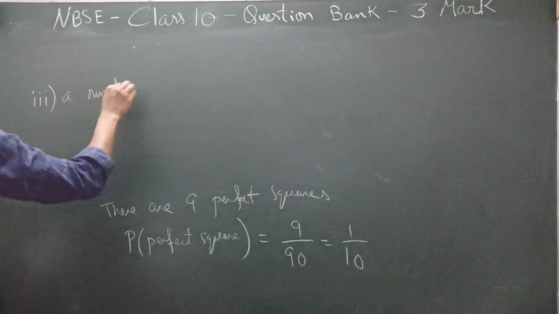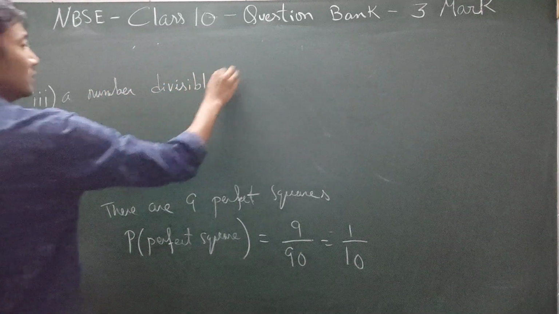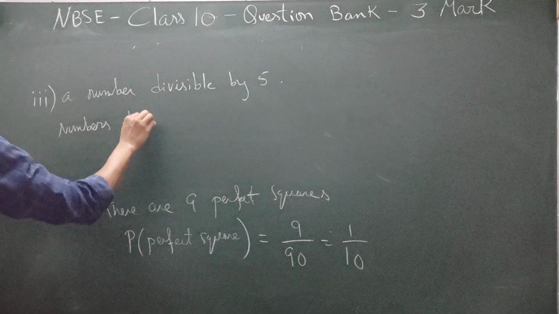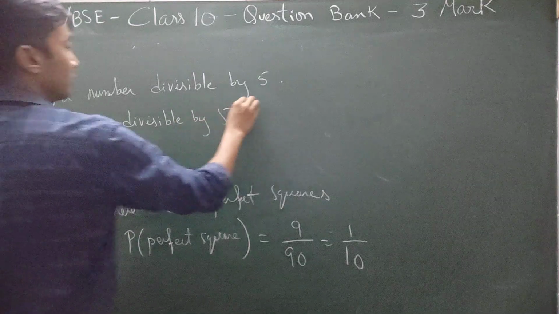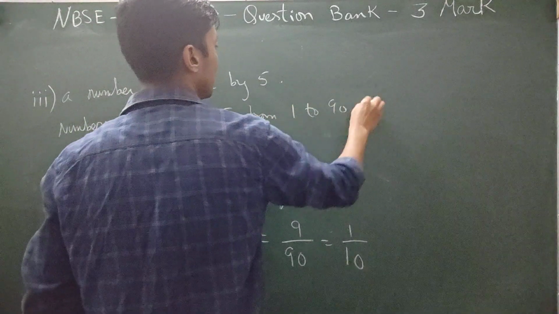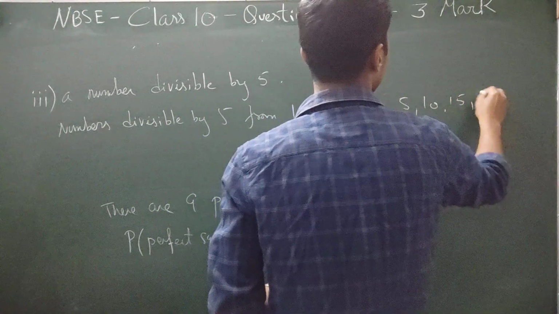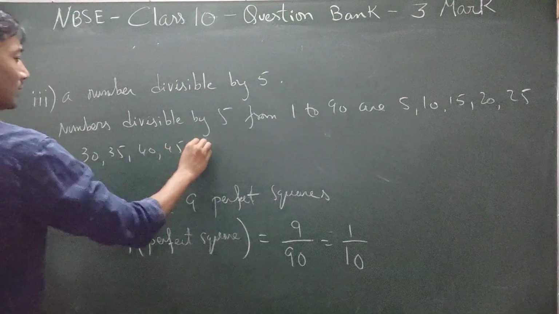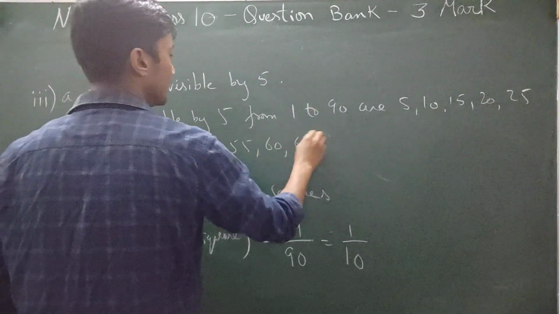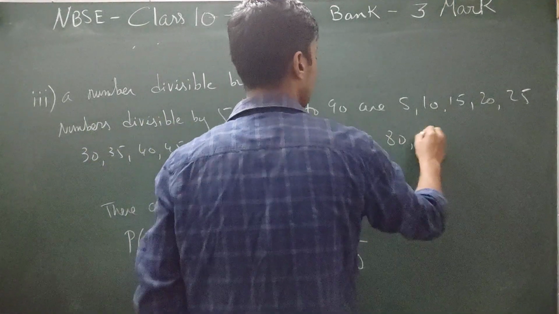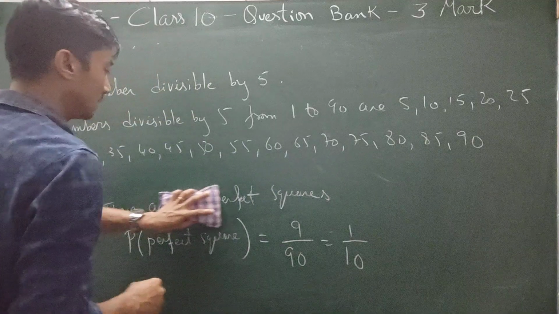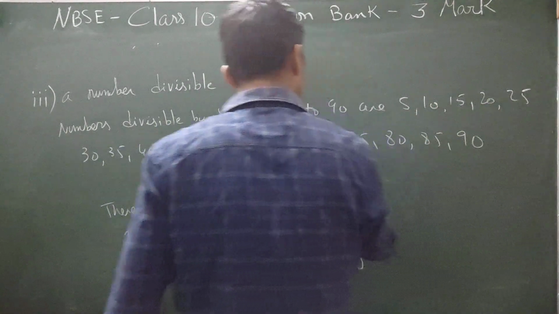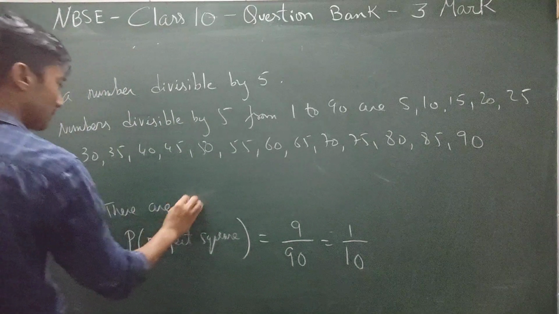Numbers divisible by 5 from 1 to 90 are 5, 10, 15, 20, 25, 30, 35, 40, 45, 50, 55, 60, 65, 70, 75, 80, 85, 90. So how many numbers are divisible by 5? 1, 2, 3, 4, 5, 6, 7, 8, 9, 10, 11, 12, 13, 14, 15, 16, 17, 18. So there are 18 numbers divisible by 5.